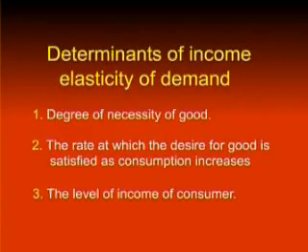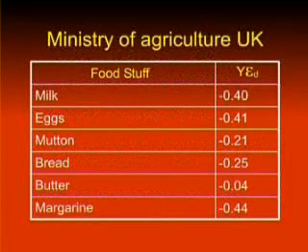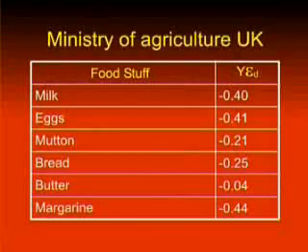Now, as we saw in the case of price elasticity of demand, let's look at what the income elasticities of demand are for various foodstuffs. Again, the figures are obtained from the Ministry of Agriculture estimates as presented in the Household Food Consumption and Expenditure Survey 1989 in the UK. As you can see, many of the food products listed here have negative income elasticity of demand. That is, in an advanced country, these items characterize as inferior goods.